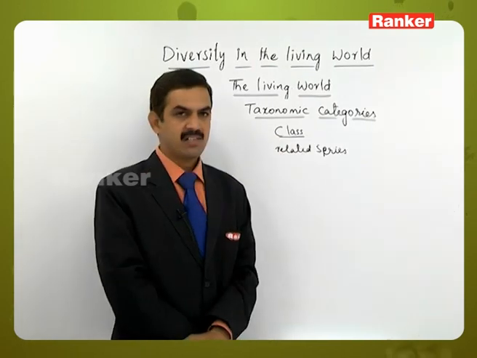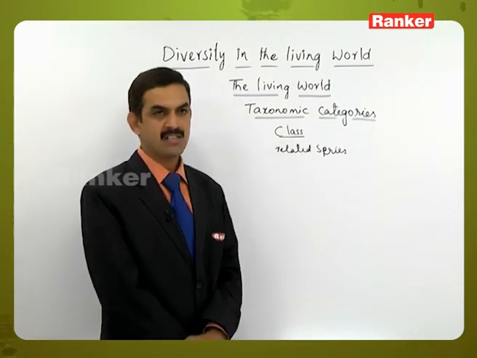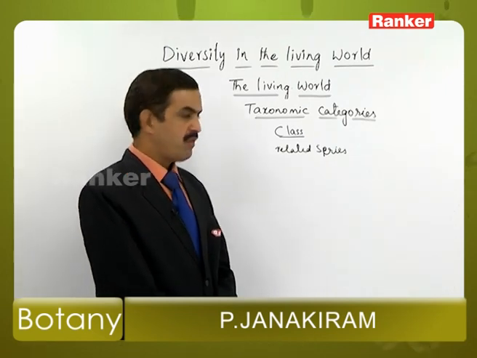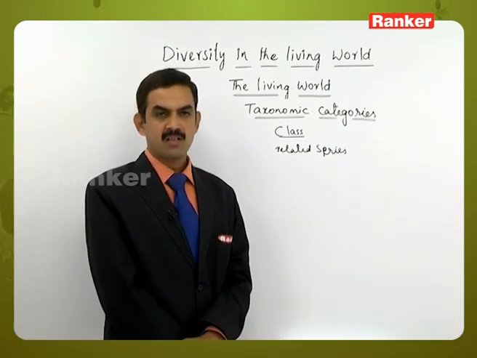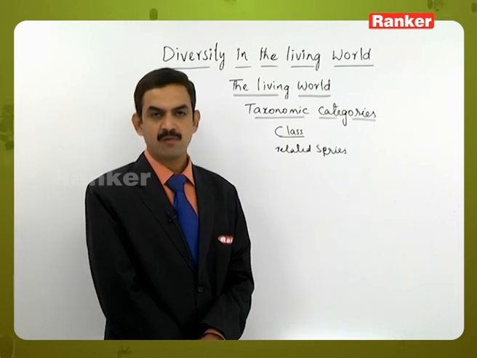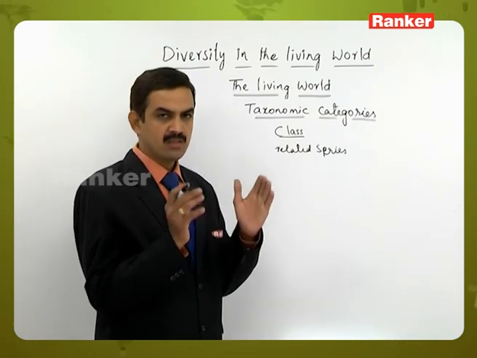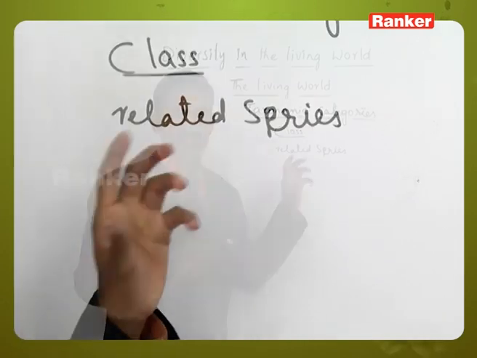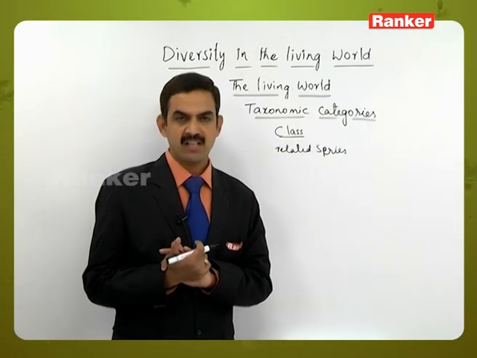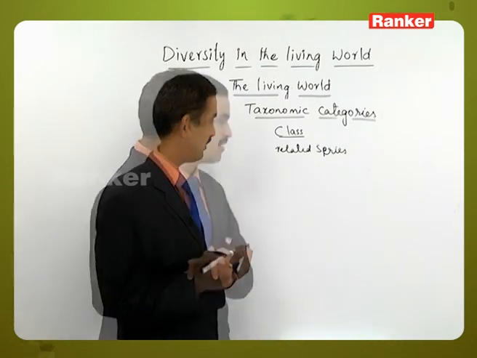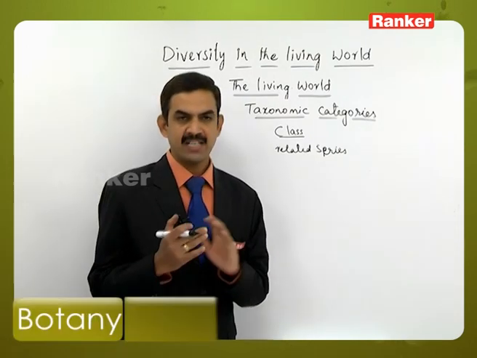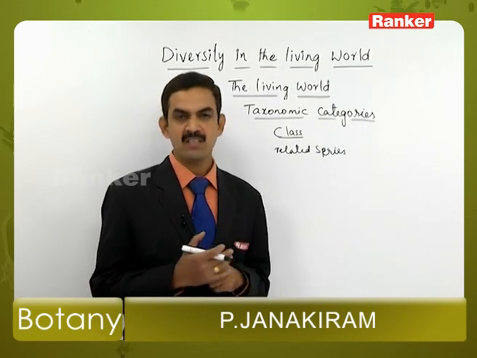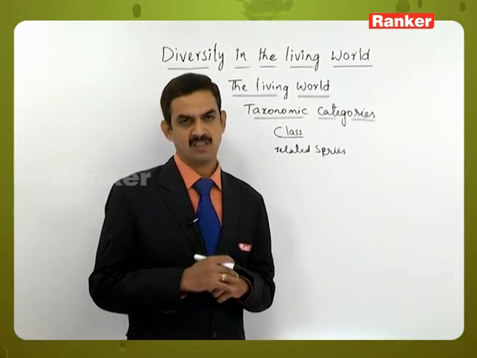The next taxonomic category is the class, which contains the related series. So here the group of individuals present in different series that have a few similarities have been kept under one class. That is the way this categorization has been done. We can say that similarities are more within the series when compared to the different series present in one class.